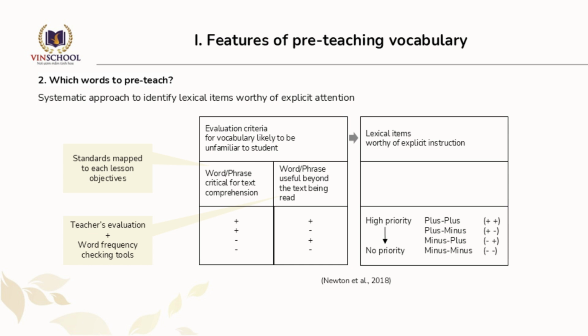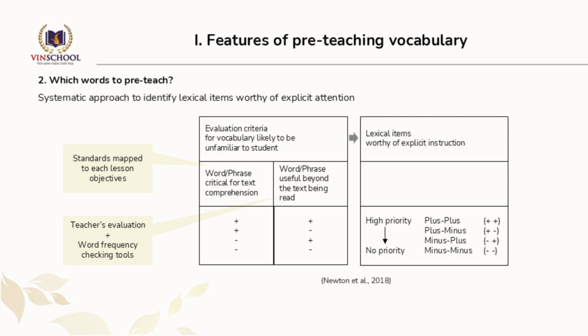Based on these two criteria, the table categorizes vocabulary into different priority levels for instruction. Plus plus means the word is both essential for understanding the text and useful beyond it. These words should be given high priority for explicit instruction. Plus minus indicates that the word is crucial for text comprehension but may not be very useful in other situations. It still deserves attention but with lower priority.